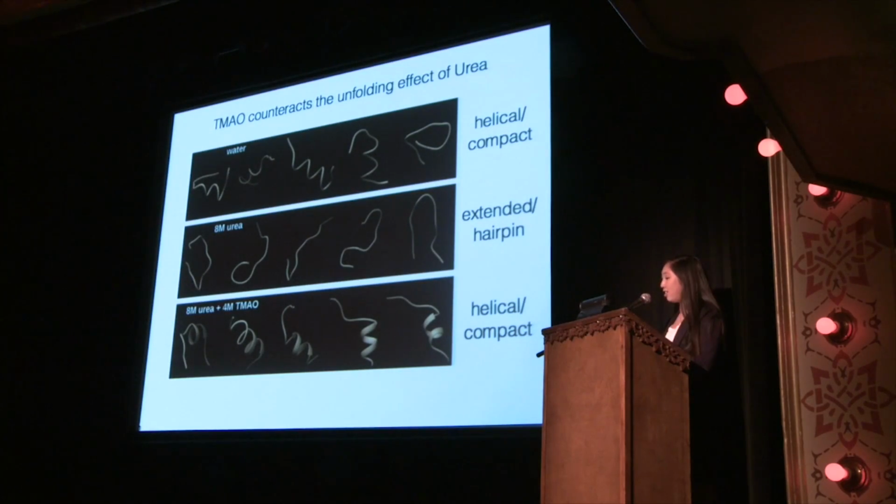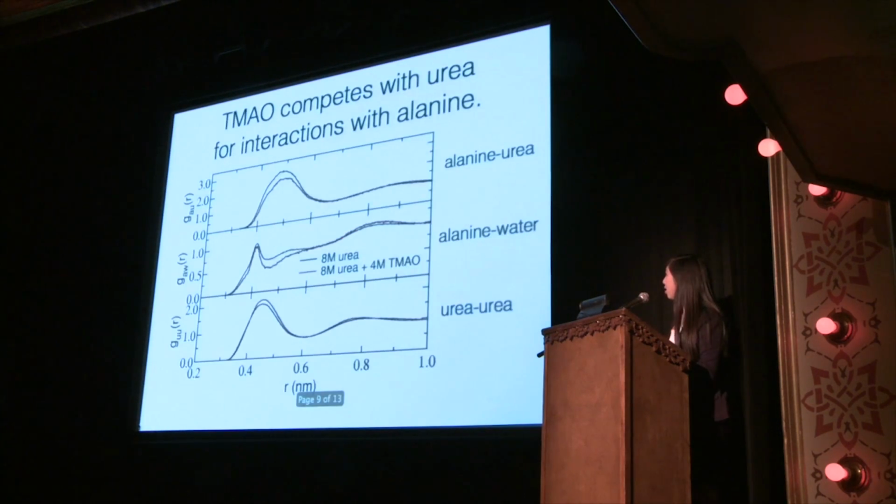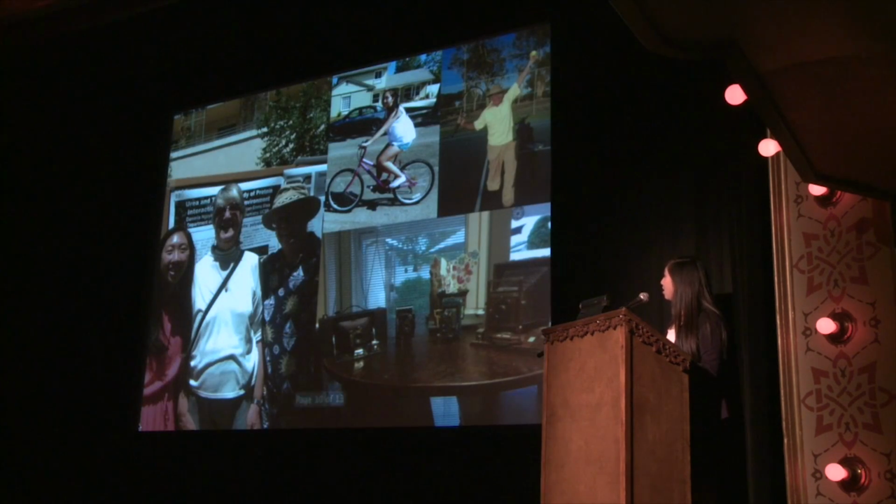So basically, the research showed that urea elongates proteins, and TMAO compresses them again. You can see, in water, alanine has a helical structure, but if you place it in urea, then it has a hairpin structure or an extended structure. But then if you add in TMAO again, then it assumes its helical structure. Those are just graphs showing the same thing. So that's kind of what the computer simulations produced.